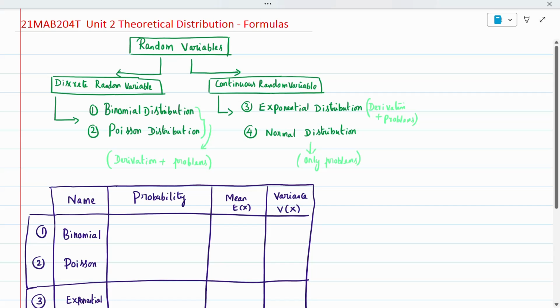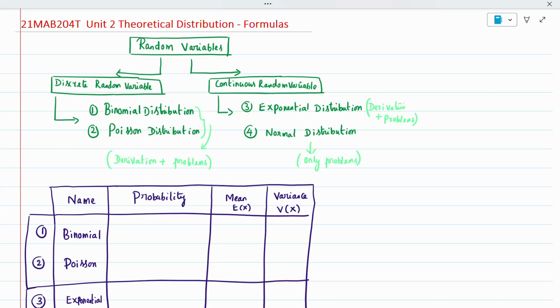Hi all, today's topic is theoretical distribution. What are all the topics to be covered in the full unit? It's nothing but theoretical distribution. It's a continuation of your first unit. Random variables are divided into two types, discrete random variable and continuous random variable.